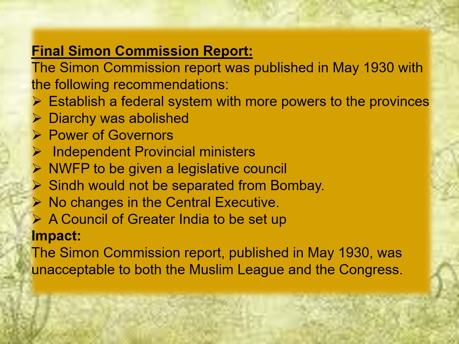Now, if we talk about the final commission report, the Simon Commission report was published in May 1930 with the following recommendations, as you can see on the screen. It established a federal system with more powers to the provinces and the diarchy system, placing provincial governments in the hands of ministries responsible to elected legislatures. Governors to select all ministers from parties with majority support, and provincial ministers to be free from control by the governor or central government.